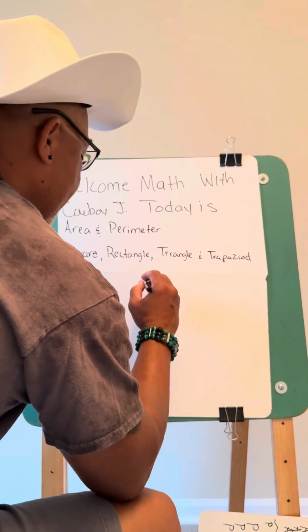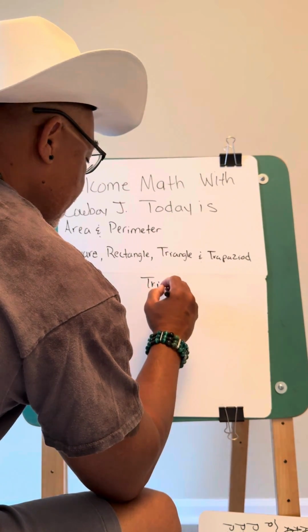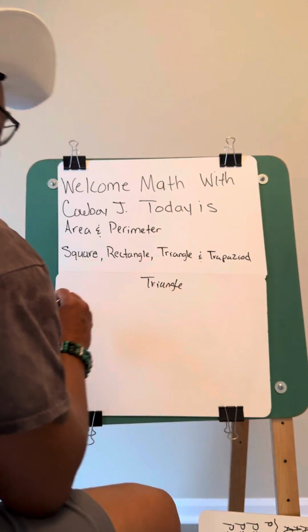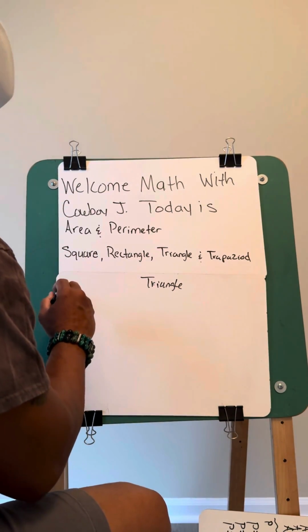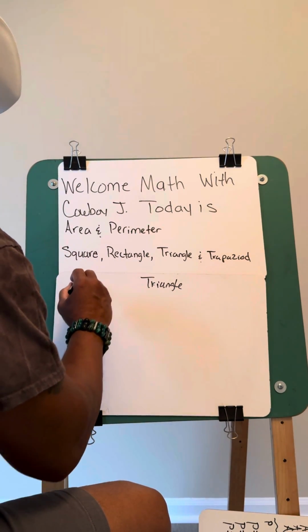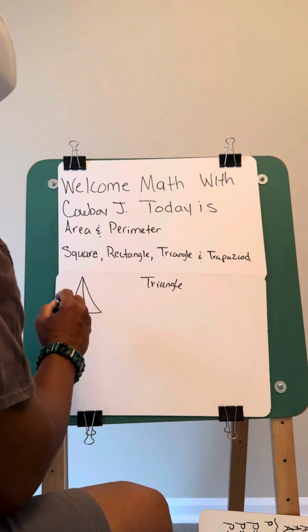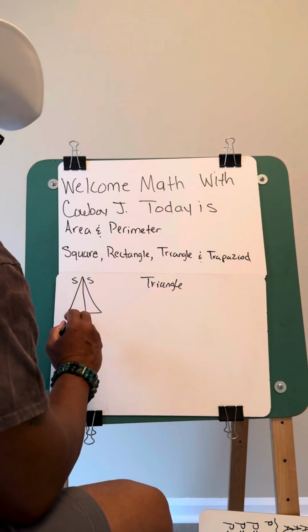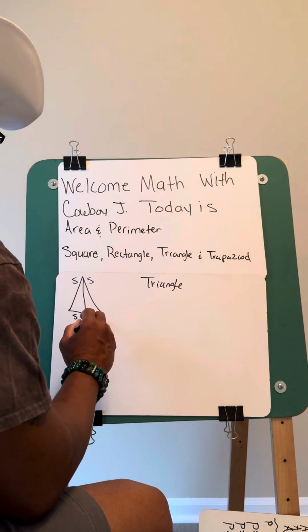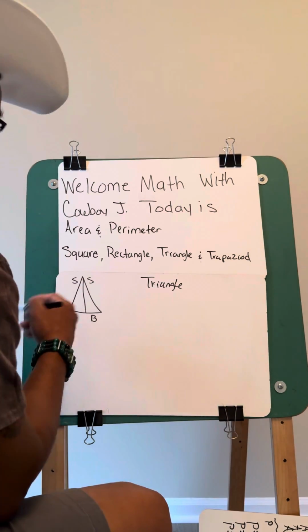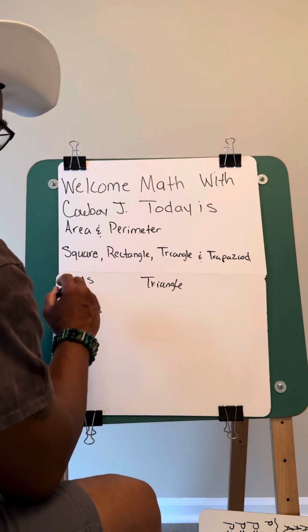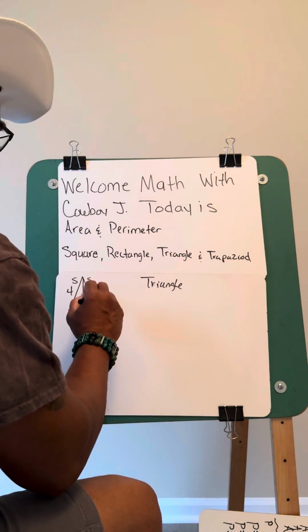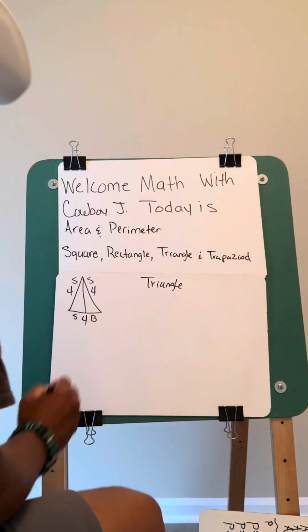So the triangle. So we have a triangle. Let me try to make it nice size so we can see it. There we go. So the triangle comes with a side. This is the side, and it's also the base. So for this one, we want to make an equilateral triangle, which means all the sides are the same.